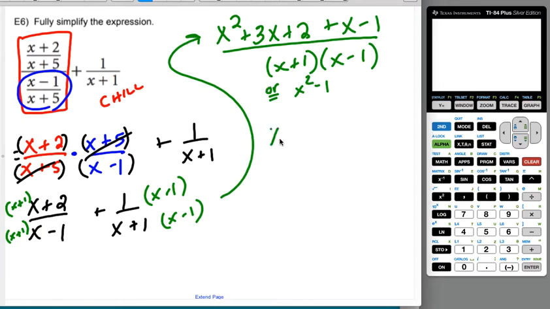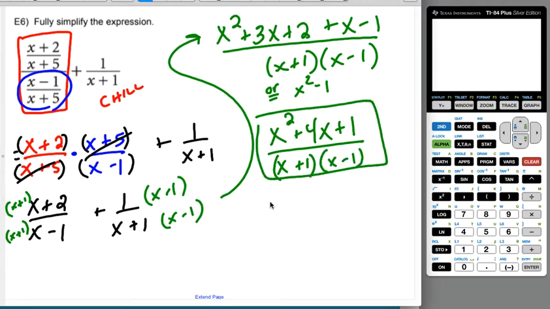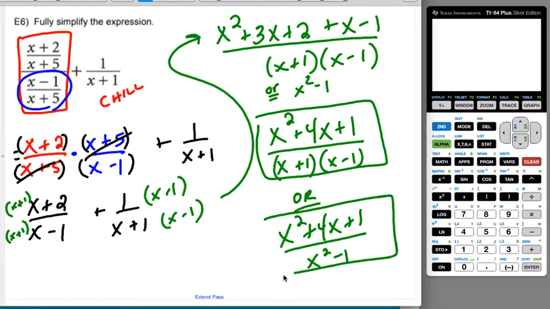The top seems to be x squared plus 4x plus 1, which is prime. That doesn't factor. So I can either leave it with the denominator factored, right? This is a great answer. Or I could leave it with the denominator FOILed out, which is also a great answer. It doesn't really matter. Both of them would count as fully simplified. They're just different fully simplified ways to write something.